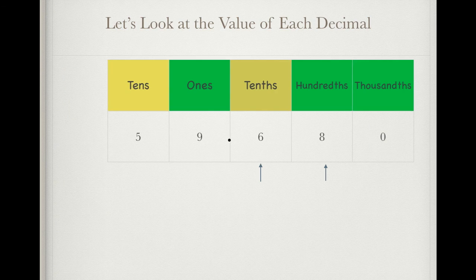So let's look at the value of each decimal. If you see the arrow pointing to the digit 6, it's in the tenths place. So its value is 6/10. The same with the 8. It's in the hundredths place. Its value is 8/100ths.